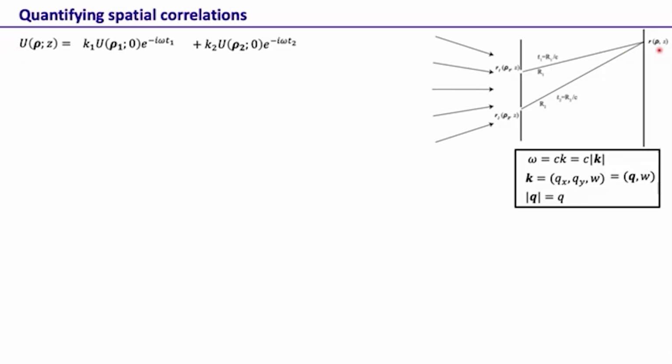So the field at rho z, which we represent as u(rho, z), is K1 u(rho 1, 0), that is the field from this point, plus K2 u(rho 2, 0), that is the field from that point. And t1 is the time it takes for the field to go from this point to that point, t2 is the time it takes for the field to go from that point, and that's why e to the i omega t1 and e to the i omega t2 show up here as the amplitudes.